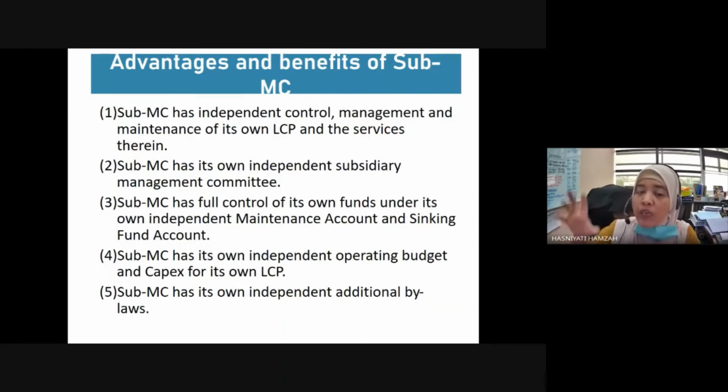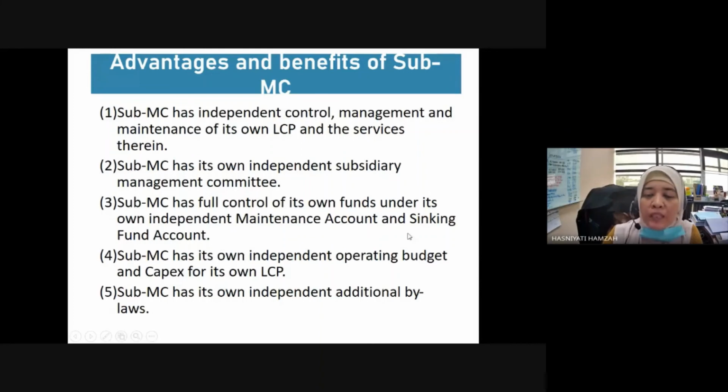So now they have their own independent sub-management committee to govern, to make decisions, to manage, to govern effectively that particular use lah. Kalau office lah, kalau retail lah. Sub-MC has full control of its own funds. This is good. Under its own independent maintenance account and sinking fund account.